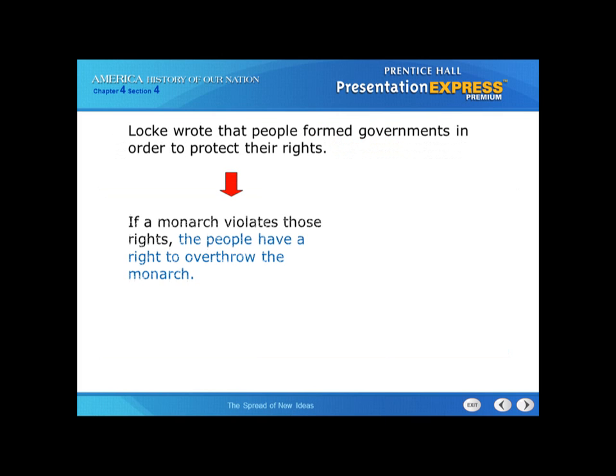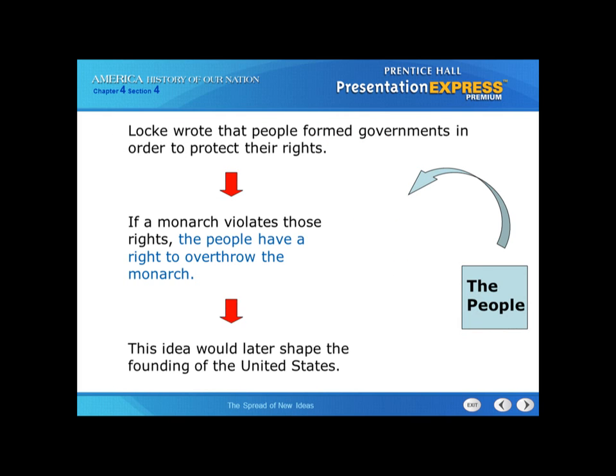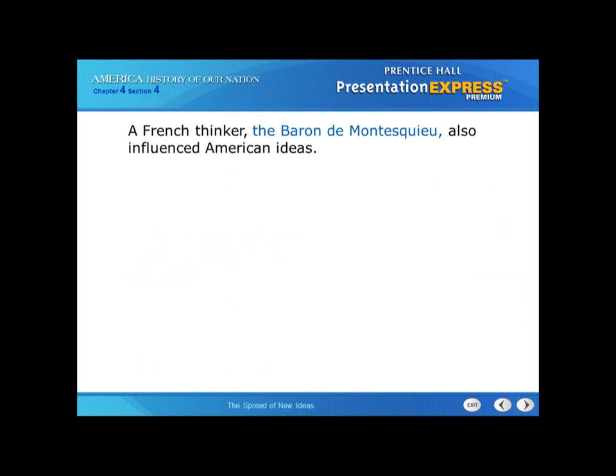Locke wrote that people form governments to protect their rights. If a monarch violates these rights, the people can overthrow it. And again, this is foundational to the United States.